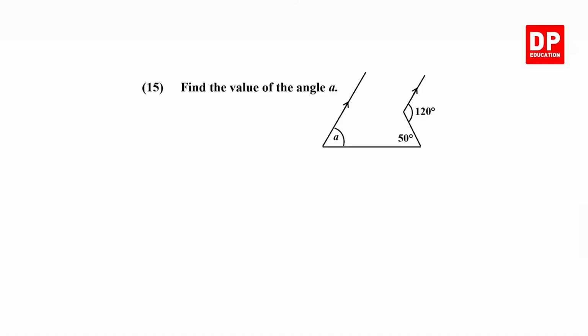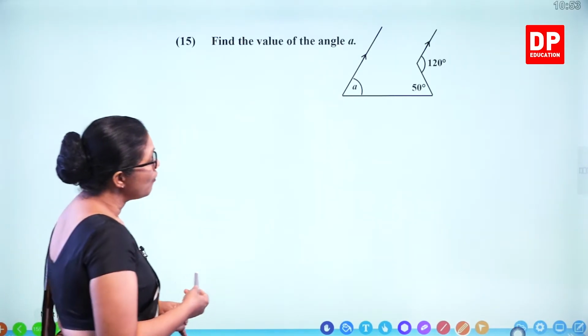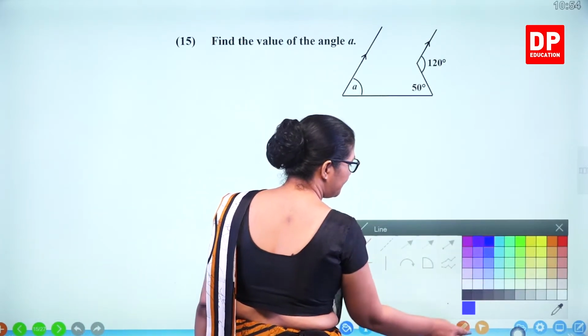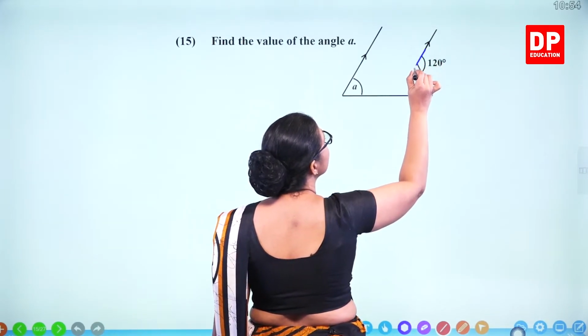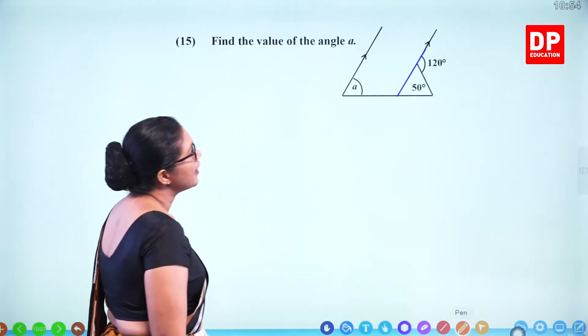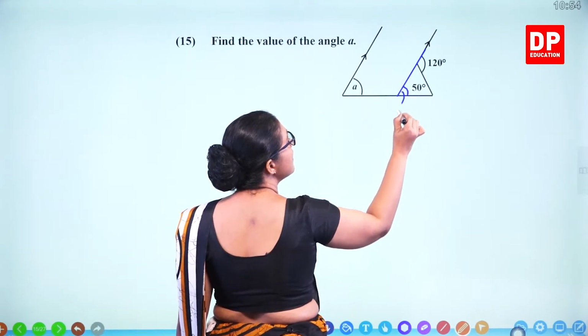Question number 15, find the value of angle A. When you look at it, we can't find it at once. So we have to do a construction. We'll draw a line here. We'll extend this line. Now we can see, what can you see?